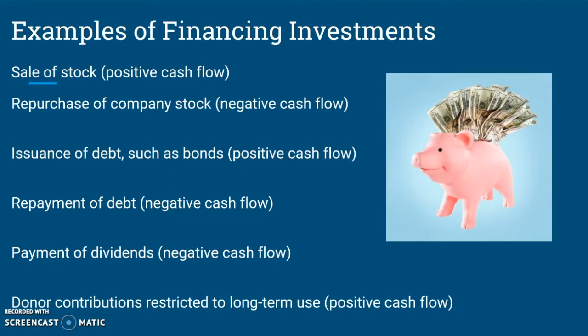If the company is not for profit, then you would also include in this line item all contributions from donors where the funds are to be used only for long-term purposes. Sale of stock, which is positive cash flow, repurchase of company stock, issuance of debt such as bonds, repayment of debt, payment of dividends, donor contributions restricted to long-term use. All of these are items included in this particular area.